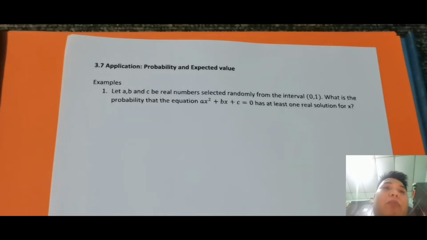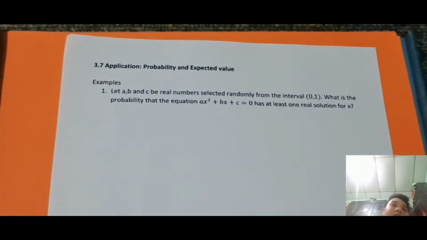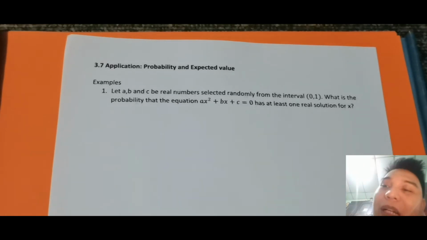Now, what is the probability that the equation ax² + bx + c = 0 has at least one real solution for x? Randomly alam ko na may value si a, b, c within 0, 1. Assuming nag-substitute tayo ng value, kunyari randomly pumili ako, a is 1/4, b is 1/2, c is 5/6. So ano yung probability na may at least one real solution for x? Papaisip ka, bahala ka sa buhay mo. Actually, medyo magiging bahala talaga tayo sa buhay dyan.